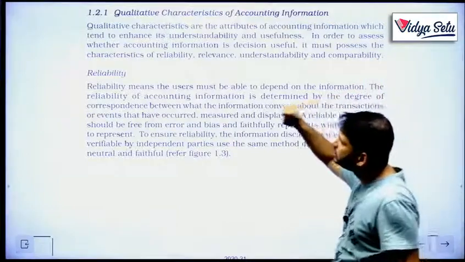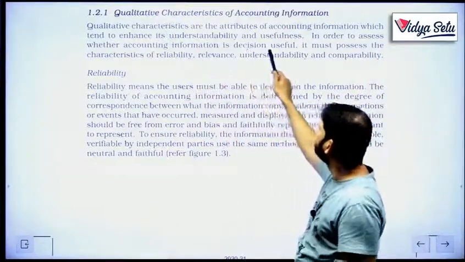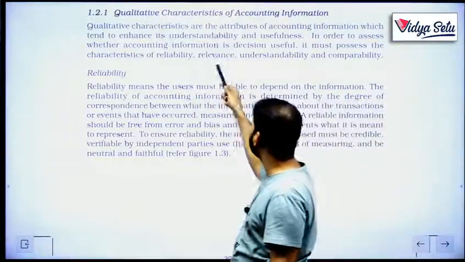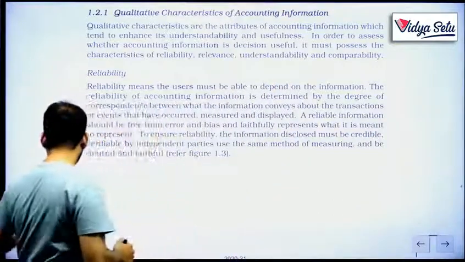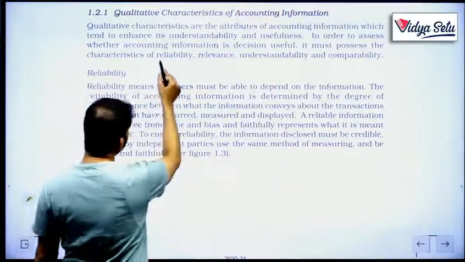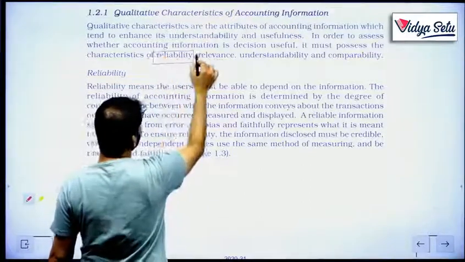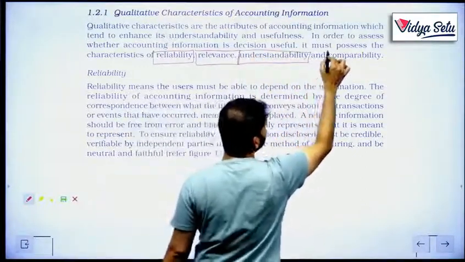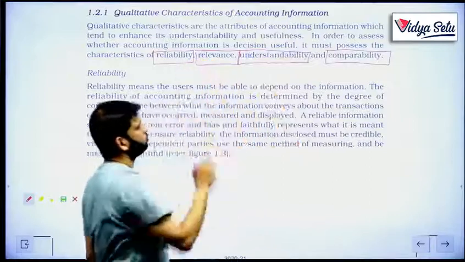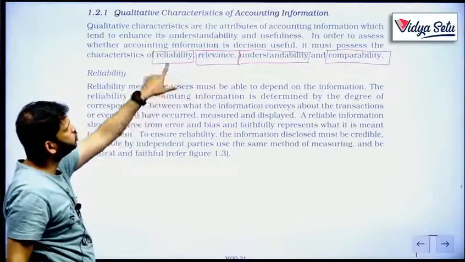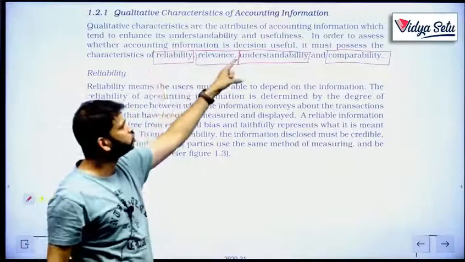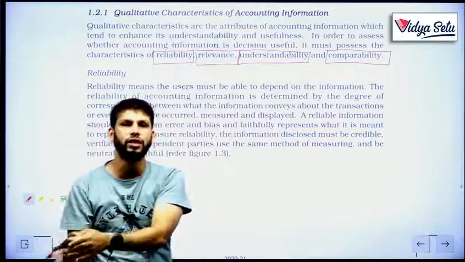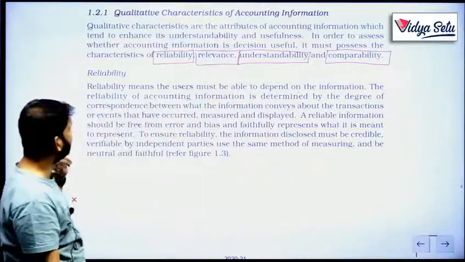In order to assess whether accounting information is decision useful, it must possess the characteristics of reliability, relevance, understandability and comparability. These are the four major qualitative characteristics of accounting. The information should be reliable, it should be relevant, it should be easy to understand, and we should be able to compare the information of one company with another company. So let's understand each one of them.